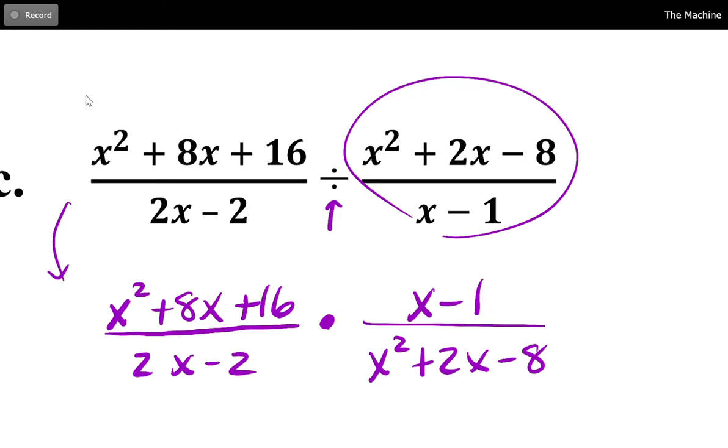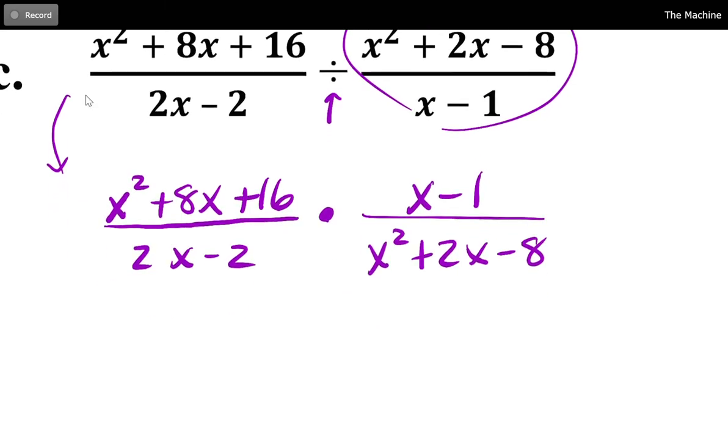The first thing I did was I changed it to a multiplication problem, and that's what I recommend that you do. I've seen a lot of students, and sometimes even myself, I get so focused on factoring everything that I forget that it's a division problem, and I don't flip the divisor. So flip the divisor first, then as a separate step, go back through and factor everything.